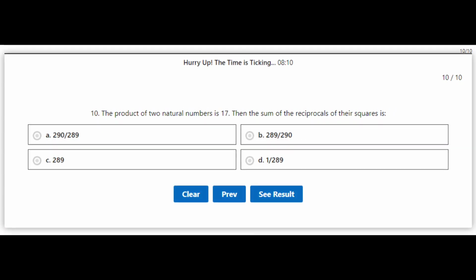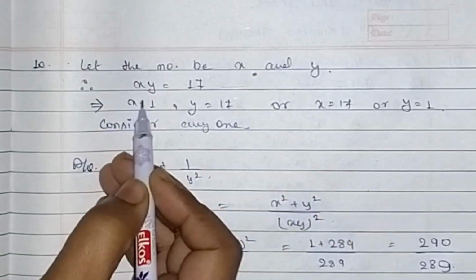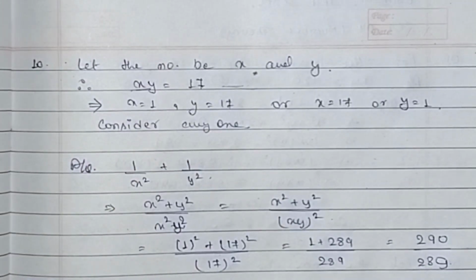Our last and final question, number 10, is: the product of two natural numbers is 17, then the sum of the reciprocals of their squares is. So according to the question, we have a product of two natural numbers as 17, and we have to find the sum of the squares of their reciprocals. So we have to find two numbers. We will assume that the two numbers are x and y. The first condition given is that the multiplication of x and y is equal to 17. So we have formed that equation.